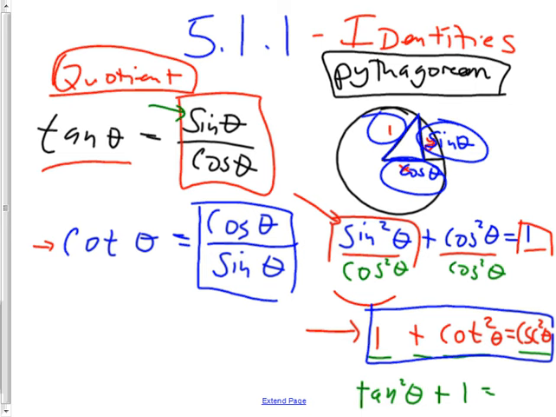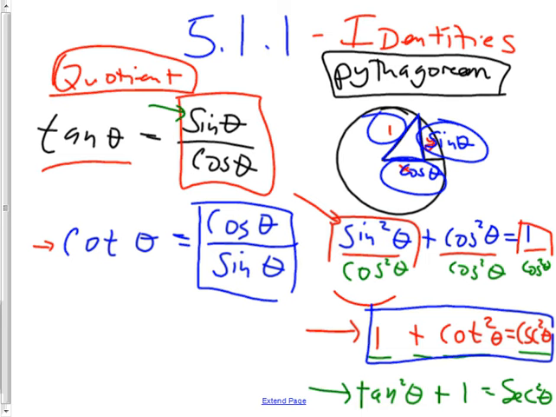Equals, what's 1 over cosine squared? Yeah, the flipping sister of cosine, which is secant. All right. That's the third one right there. The third Pythagorean one. These are the ones that have squareds in them. And it makes sense. Pythagorean theorem, a squared plus b squared equals c squared. And it makes sense that these all have squareds in them then. Tan squared plus 1 is secant squared.